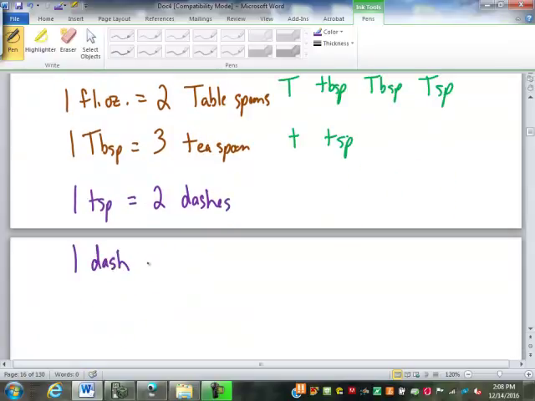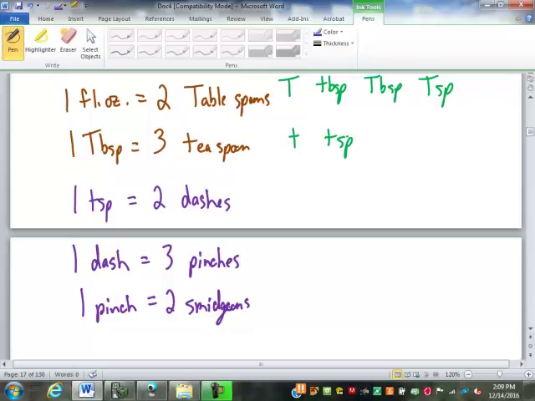A dash contained 3 pinches. A pinch was just reaching into the flour or sugar or whatever with your fingers and pinching together, and however much was there. And smaller than a pinch, 1 pinch contained 2 smidgens. A smidgen to me is kind of nasty. Basically, you stick your finger in there, and whatever stuck to your finger, you flicked into the recipe. So the cook with sweaty fingers had big smidgens, apparently.